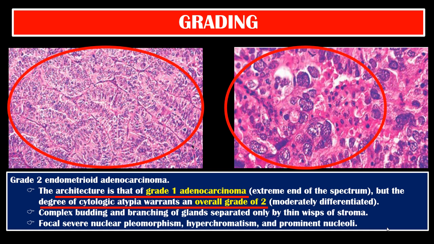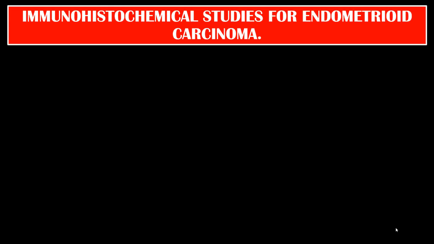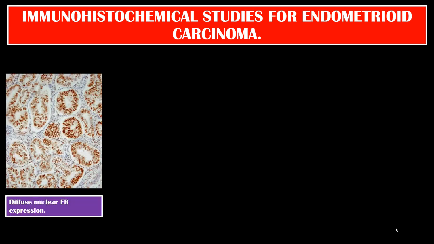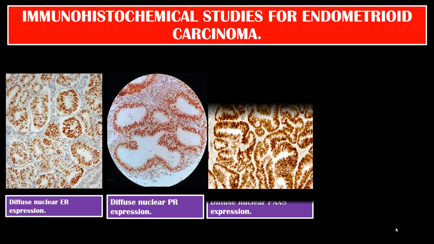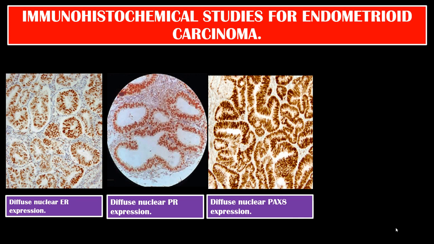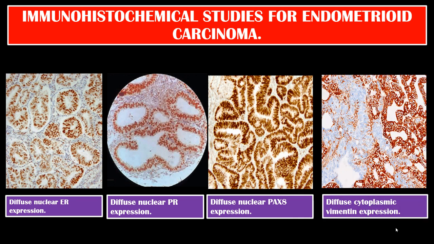Here we can see focal severe nuclear pleomorphism, hyperchromatism, and prominent nucleoli. Immunohistochemical studies for endometrioid carcinoma show diffuse nuclear estrogen expression, diffuse nuclear progesterone expression, diffuse nuclear PAX8 expression, and diffuse cytoplasmic vimentin expression.